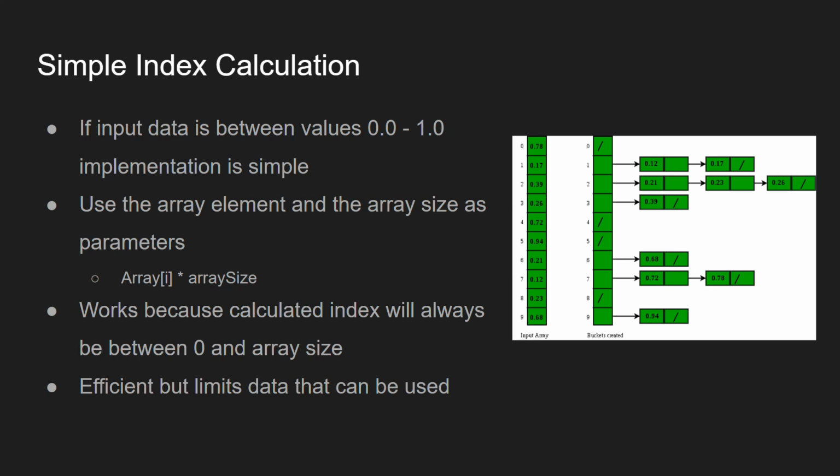Now this works especially well because when you calculate it, because it's between values 0 and 1, it's always going to be within that range. So no matter what it is, it's going to be in that range, which is very efficient. However, it does limit the data that can be used. You're most likely not going to want to use integers because that would just put them all in one singular bucket, which would make it completely inefficient. It kind of defeats the purpose of bucket sort.